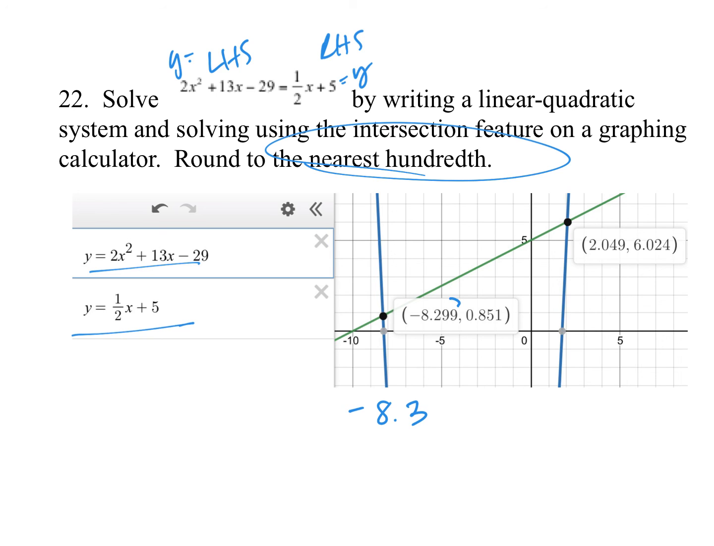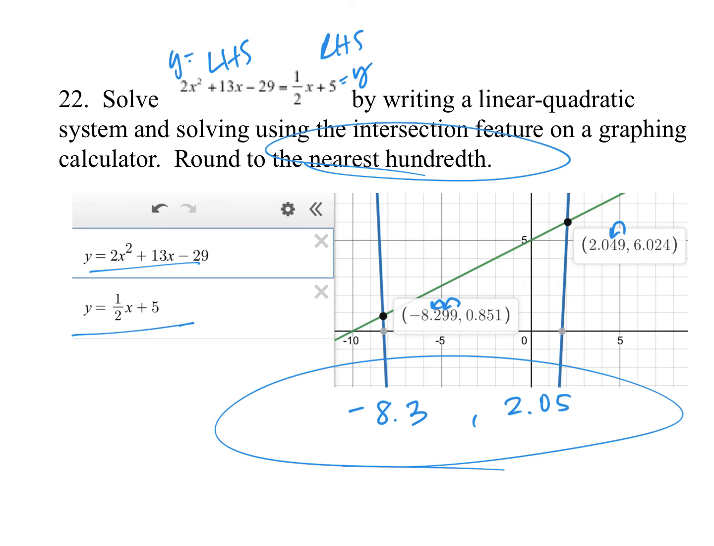-8.3, because this 9 bumps this up, and that bumps this up. Then over here, I'm going to be at a 2.05 because this 9 bumps this guy up to a 4. So those would be the two solutions I'm looking for.